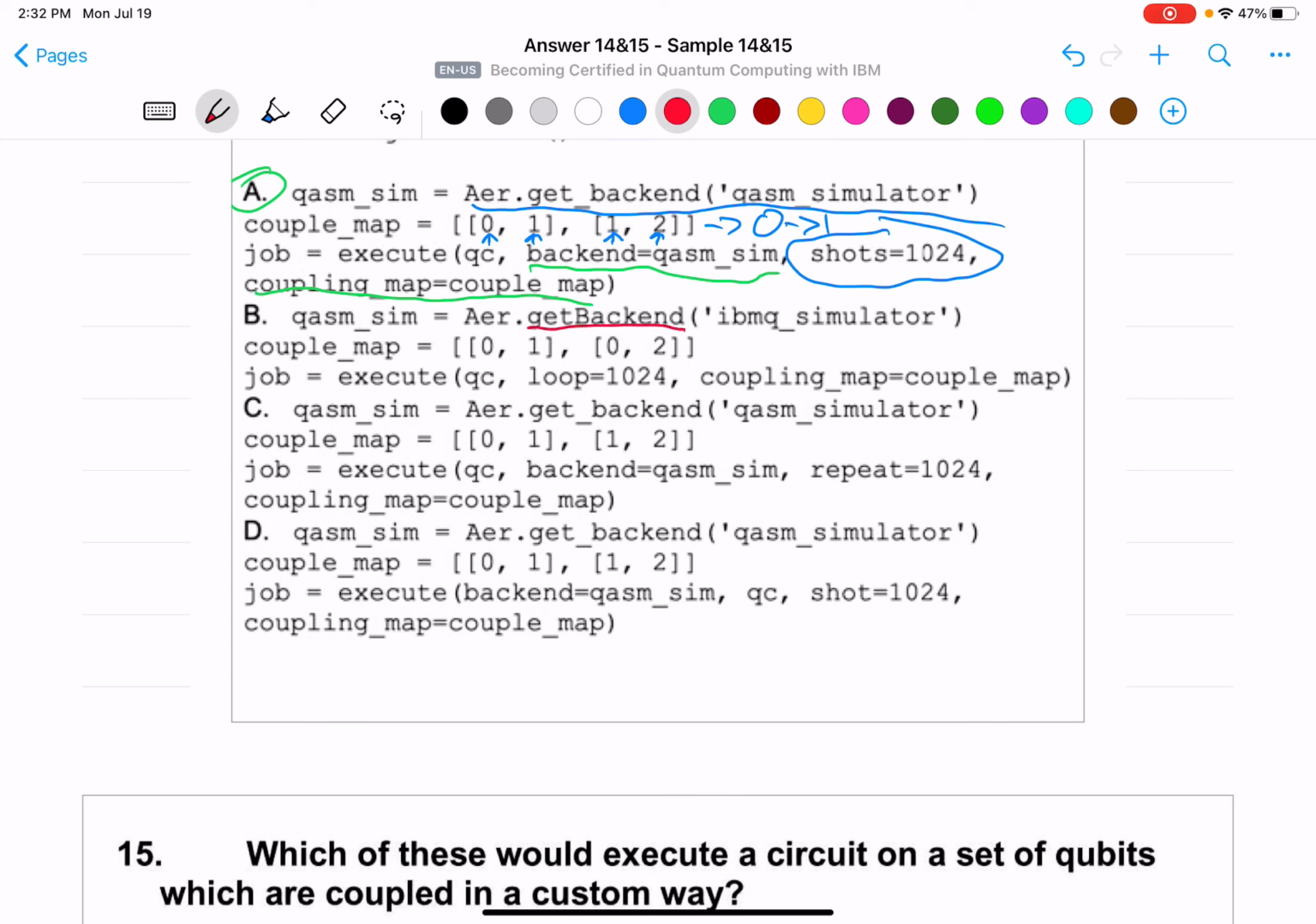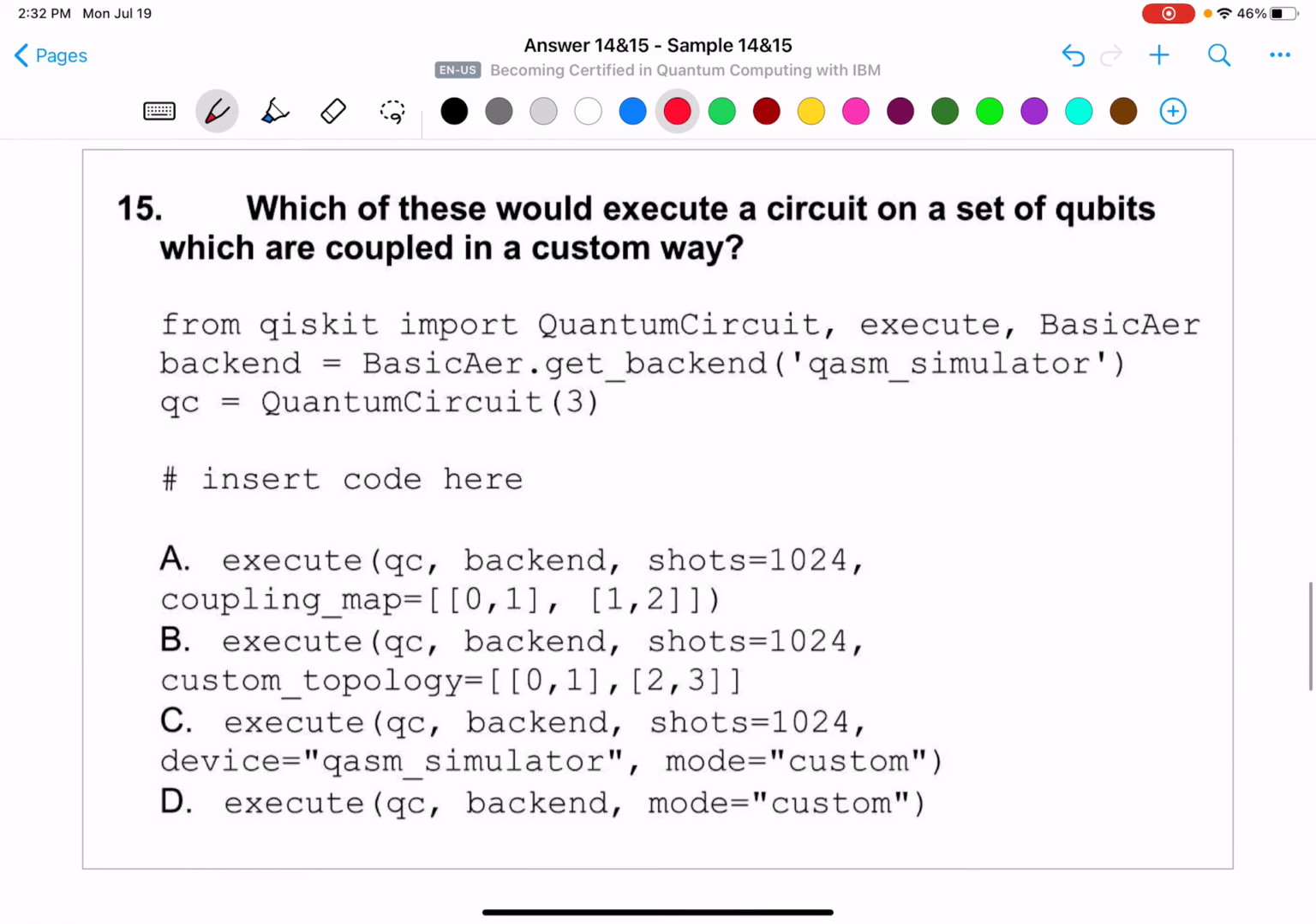In B we have a syntax error. It should be get underscore backend. So B's wrong. In C, we have repeat instead of shots, so that's a wrong keyword. And in D, I have shot instead of shots. So you should be able to answer that using the documentation.